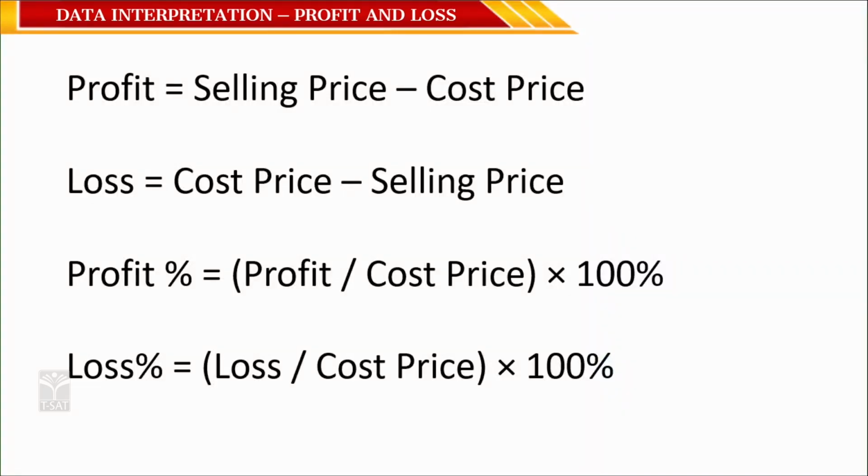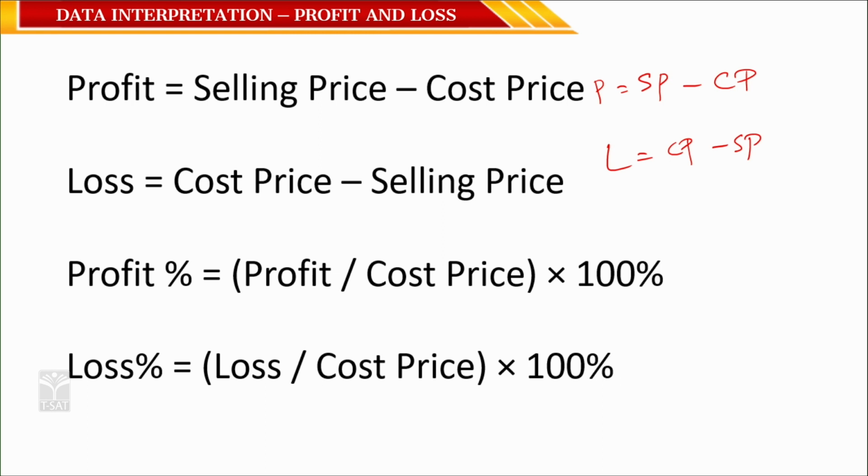Profit is selling price minus cost price. Simply you can say SP minus CP is equal to P, profit. And the loss is cost price minus selling price, because here the cost price is more than the selling price. So, for that reason we say L.